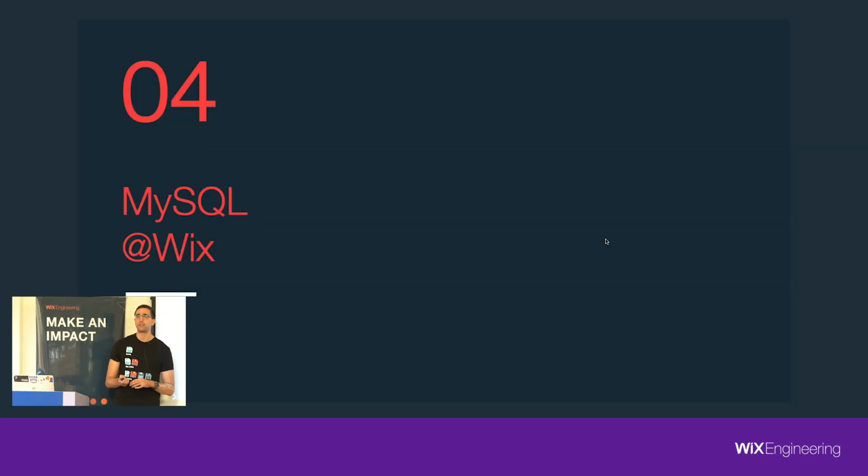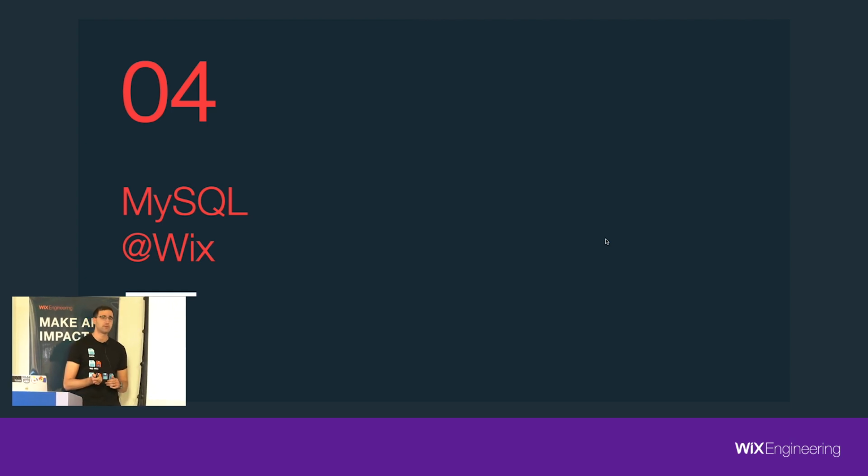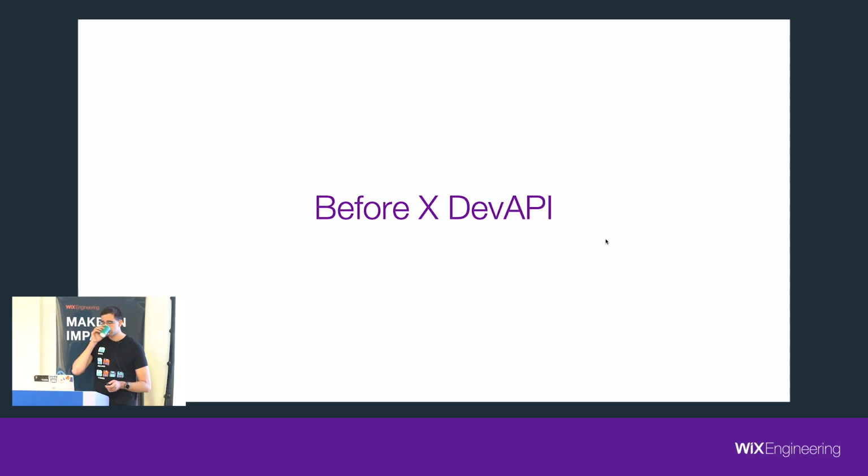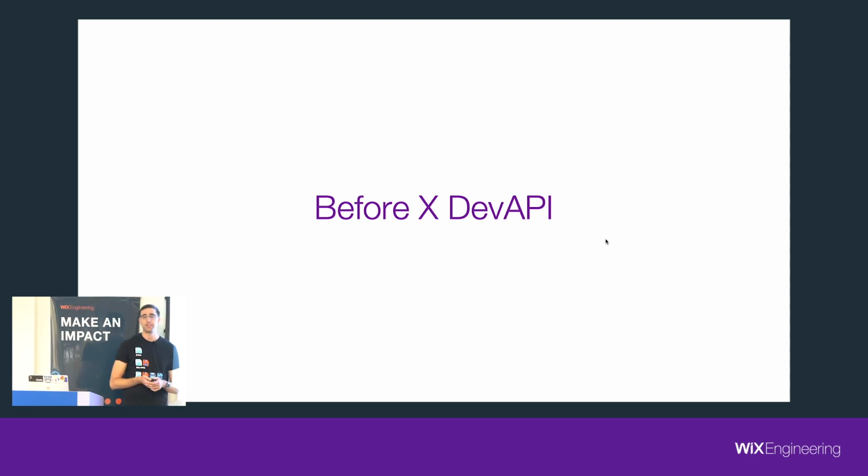Now, let's talk a bit about MySQLs at Wix, what we currently have right now. So, currently, all of our MySQLs are Community Edition. We don't have currently any Enterprise at all. We're using 5.7 MySQLs, and we're planning on migrating them. It will probably be in the near future.